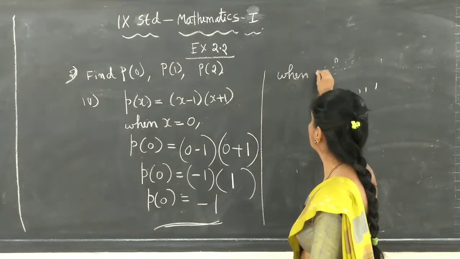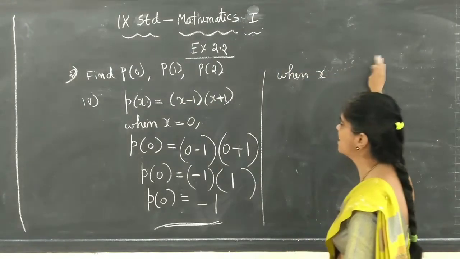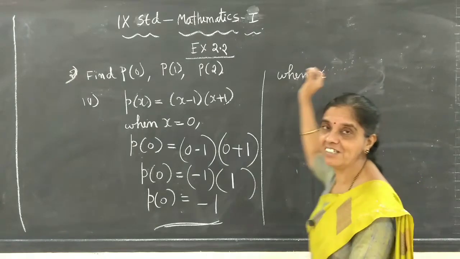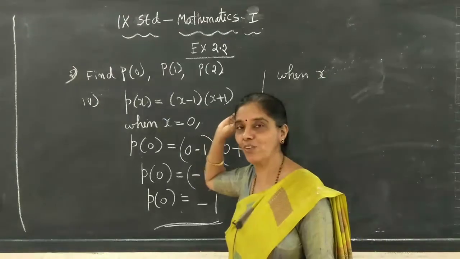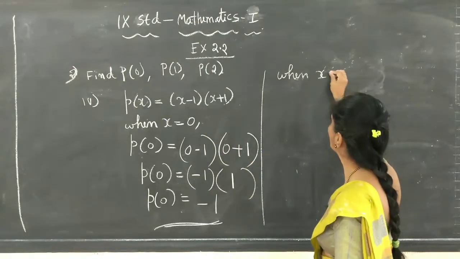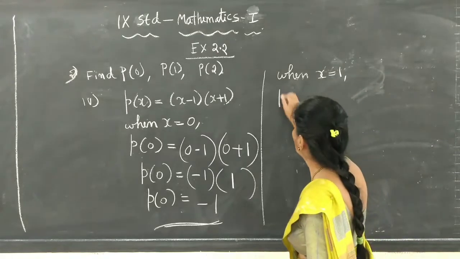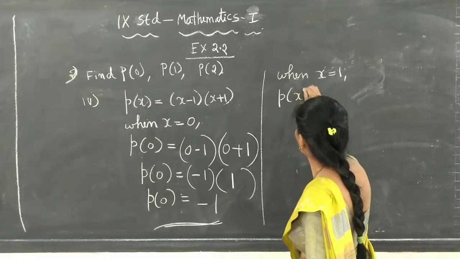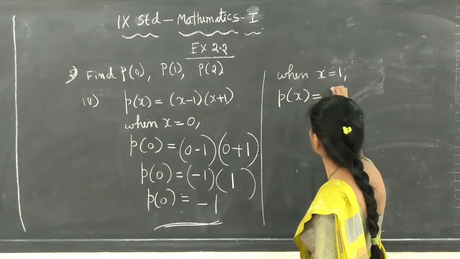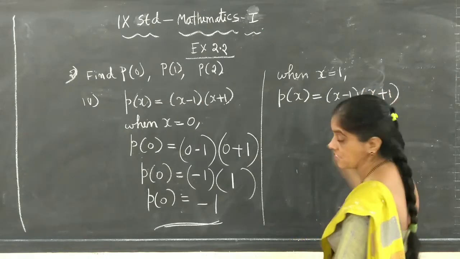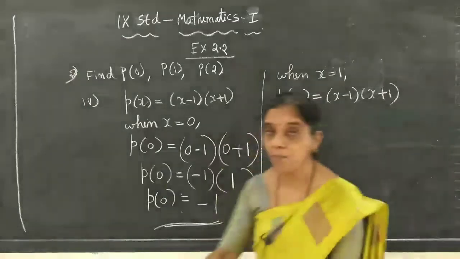Now we will take x is equal to 1 here. I will take 2. One you try. Okay, children? Will you try one value? I will take 2 and see what happens. Or you want to take 1? Okay, I will take 1. Now P of x is (x minus 1) into (x plus 1), right? This is the given polynomial.